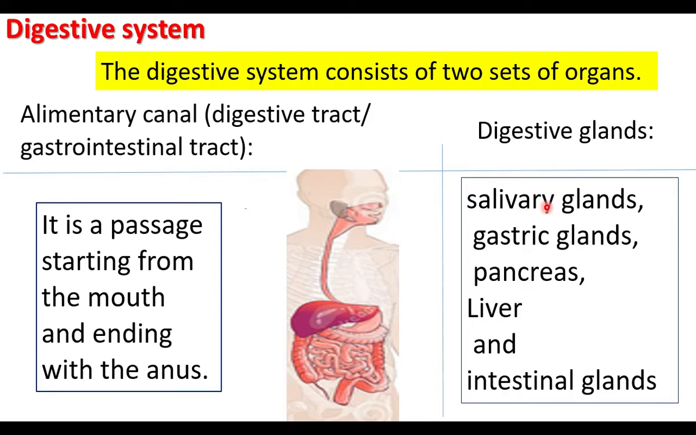Salivary glands are found inside the mouth. Gastric glands are found inside the stomach. And this is the liver, and opposite to the liver, there is the pancreas. Inside the intestine, intestinal glands are there. These glands and the alimentary canal together form our digestive system. The first part of the digestive system is the mouth.